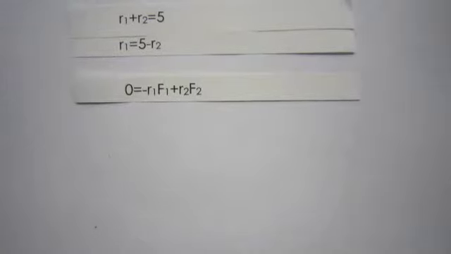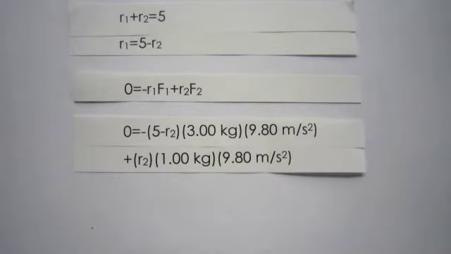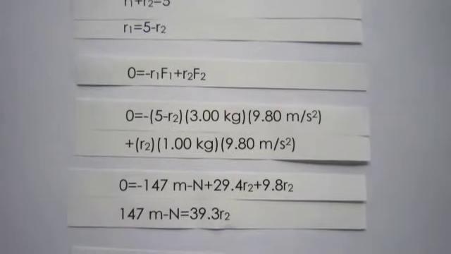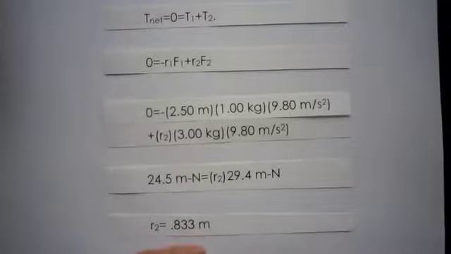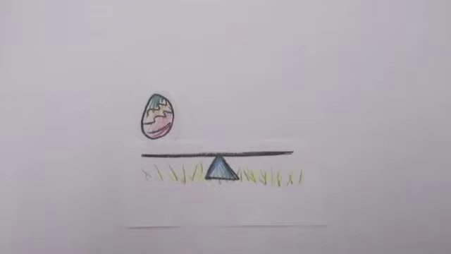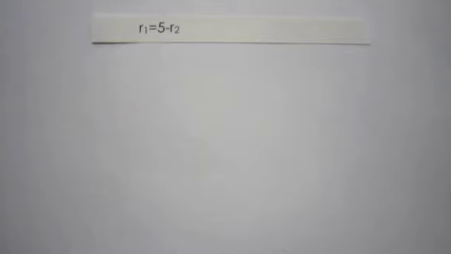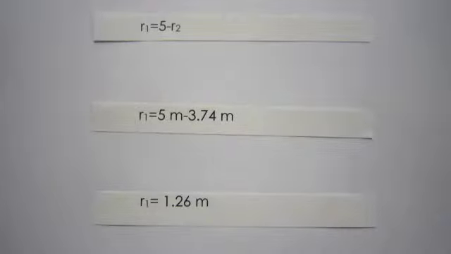To solve for one variable, change the equation to R1 equals 5 minus R2. Using the same equation and concept from the previous problem, plug in the variables. Your answer should be R2 equals 3.74 meters. This is not the final answer though. This is the radius of the 1 kilogram from the pivot point. So solve for R1. R1 equals 5 minus R2, and you should get R1 equals 1.26 meters.